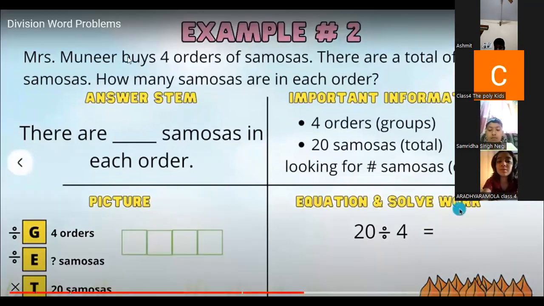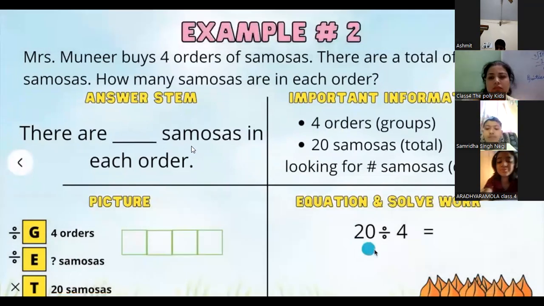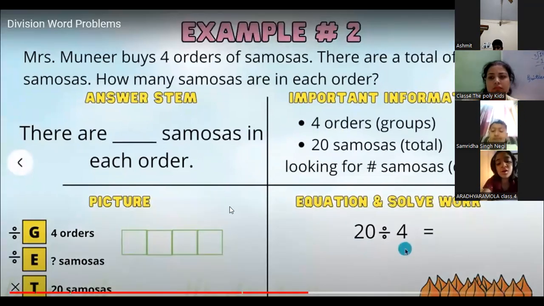Equation and solve work. We're going to go ahead and write 20 divided by 4.